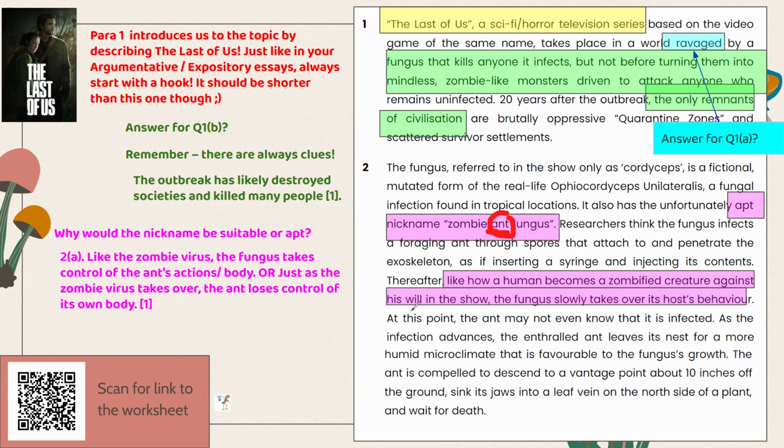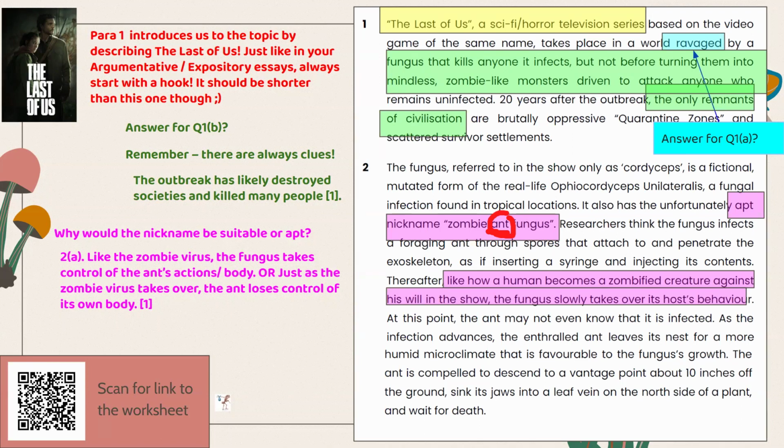Okay. Good. Anybody else would like to double check their answer for 2A first? Gabby can. All right. Instead of saying the host's behavior, maybe the fungus affects the ant's body and slowly takes over its behavior is fine, because otherwise you'll be repeating. Okay. Anybody else? Has any other questions for me or so far so good?